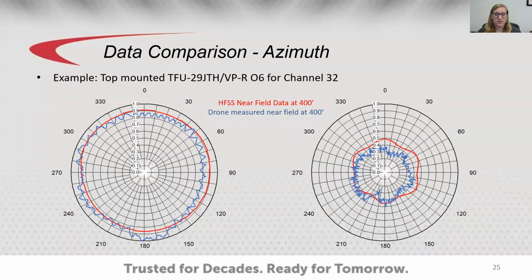Here are the Azimuth patterns for the top-mounted example on the previous slide. Unlike the side-mounted examples, these patterns are unobstructed by towers or support poles in the aperture of the antenna.